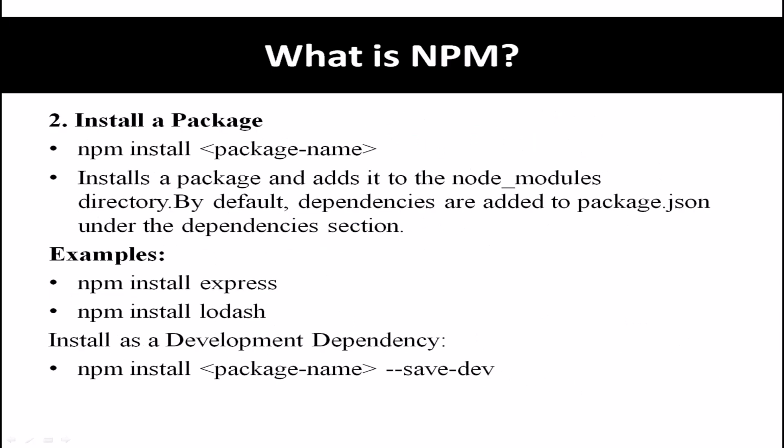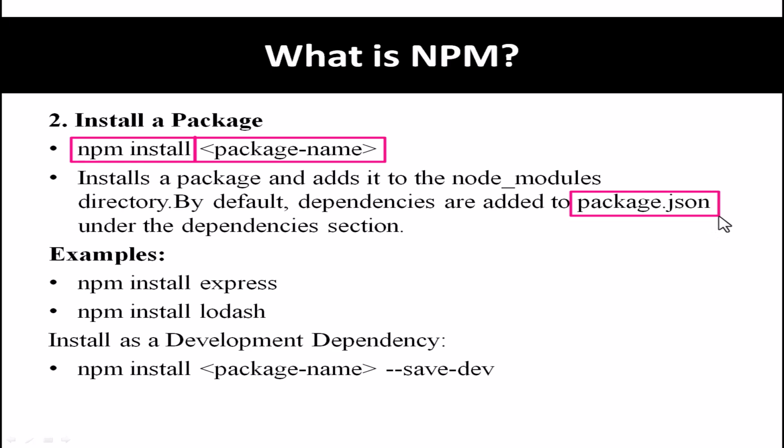Next, installing a package. If you want to install a package, you use the command npm install followed by the package name. Whatever package is relevant and necessary for your project, you can go to the npm site and download that particular package. By default, dependencies are added to the package.json file, so you can check them under the dependencies section.